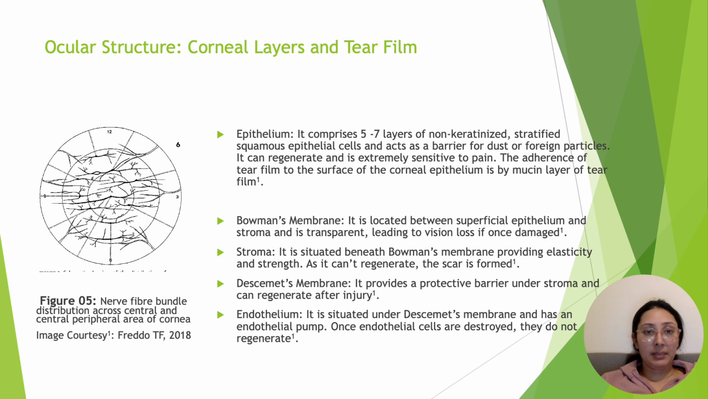And the Descemet's membrane provides a protective barrier under the stroma and can't regenerate after injury, whereas the endothelium is the last layer of the cornea. Once it's damaged, it also does not regenerate. It has an endothelial pump which helps in the ion and electrolyte balance in the cornea.